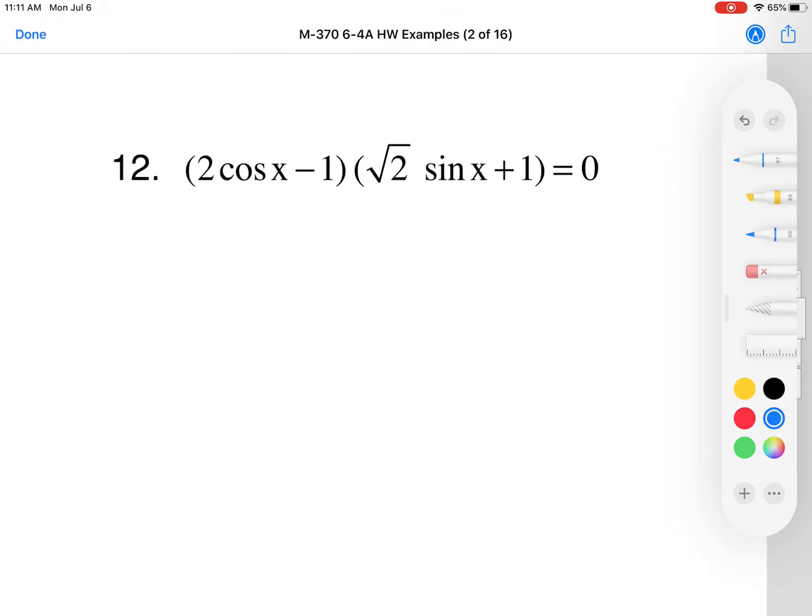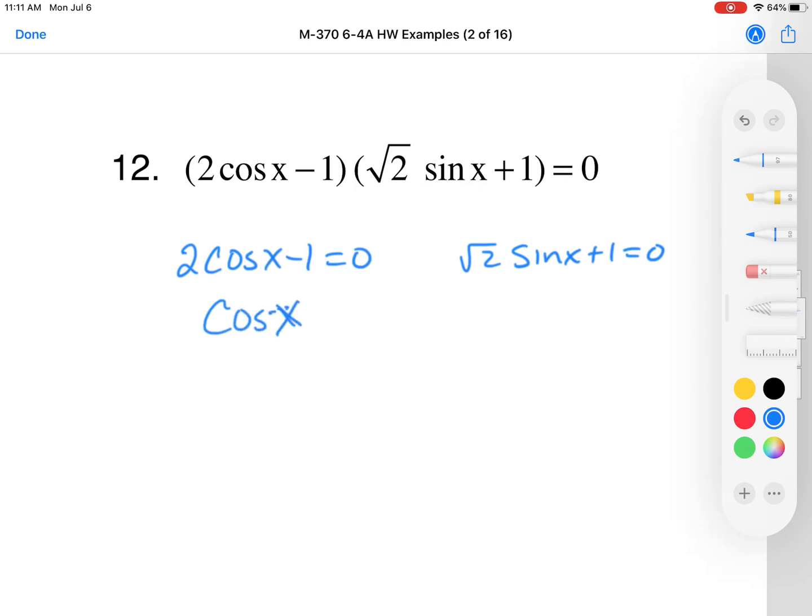So number 12 has us do 2 cosine x minus 1 equals 0, and root 2 sine x plus 1 is equal to 0. So that means cosine x is equal to, bring over the 1, so it's going to be a plus 1, divide by 2. And I know, and you know, where cosine x is 1/2. That's at a pi over 3 reference angle. It's where cosine's positive. That's in the first quadrant, always the first if it's positive, and also the fourth.